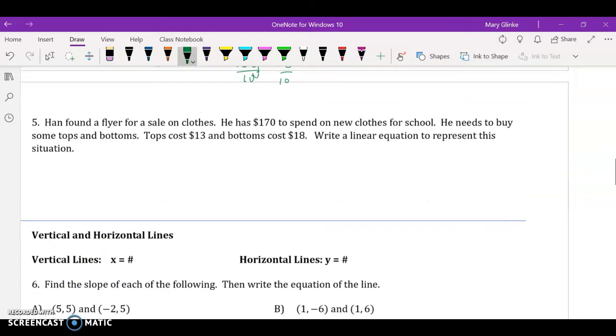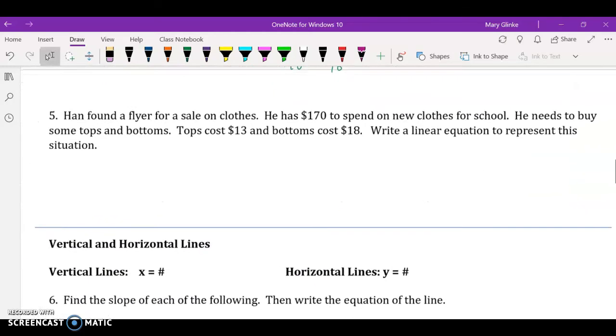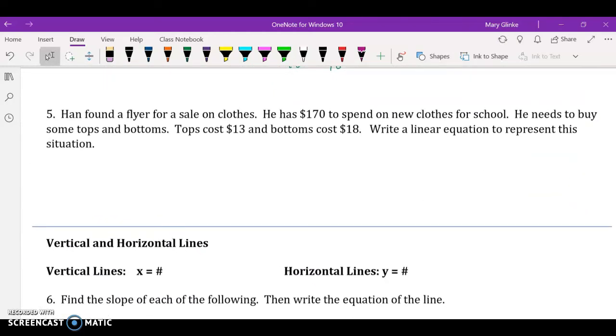So let's try one more application before moving on to something else. So read through number 5, see if you can set up your equation, and then come back here to see if you got it right. So our equation with this one is 13x plus 18y equals 170 when x are tops and y's are bottoms.